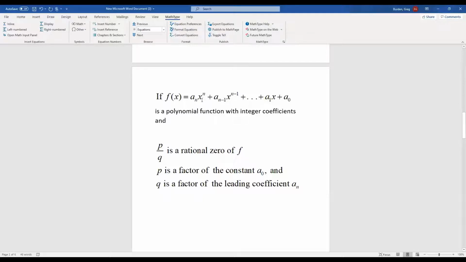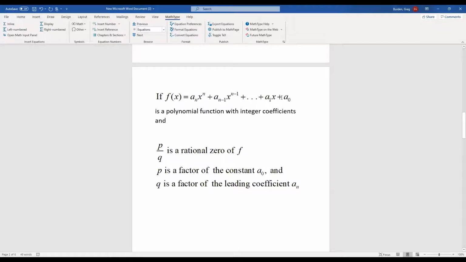We don't even usually see things like the square root of 3, but you could have a square root of 3. It would be a polynomial if we had a square root of 3 times x squared. It's a polynomial function or a polynomial expression. But that wouldn't fit into this particular category of the rational zeros theorem.